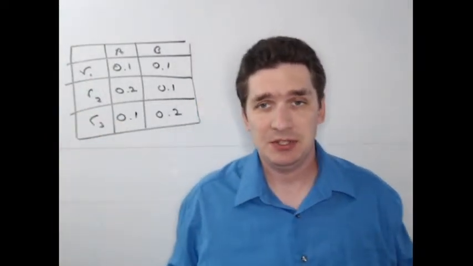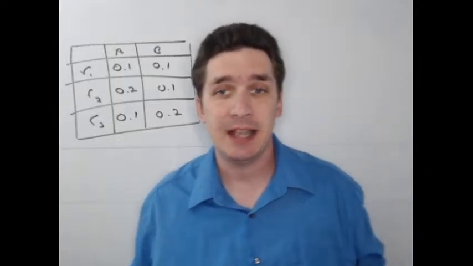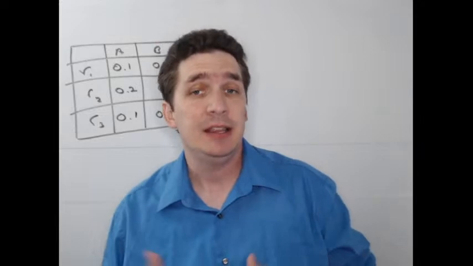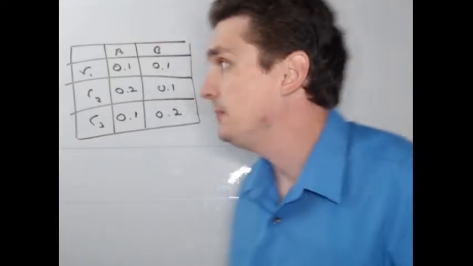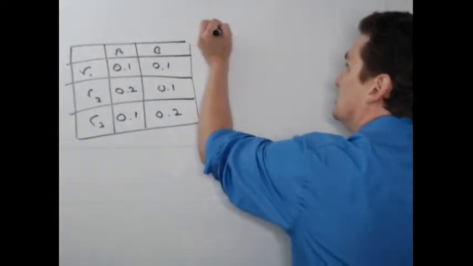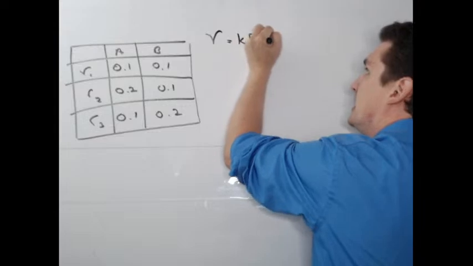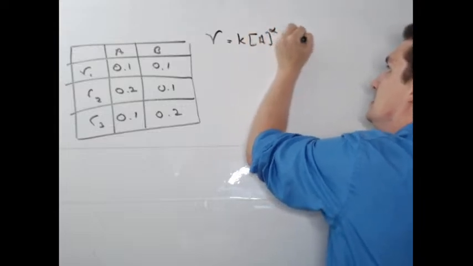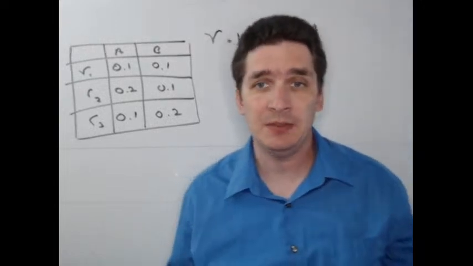So how does the method of initial rates work? In order for it to work, we first have to make a guess as to what we think the rate law is. The easiest one to work with is a power law, so we're going to assume we have a power law. Our power law in this case is that the rate is k times the concentration of A to some power alpha, times B to some power beta. But we don't know what alpha and beta are.